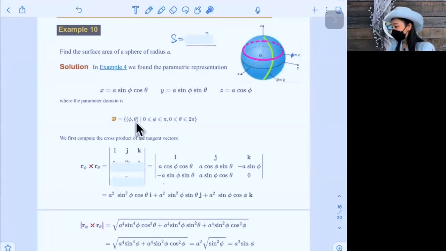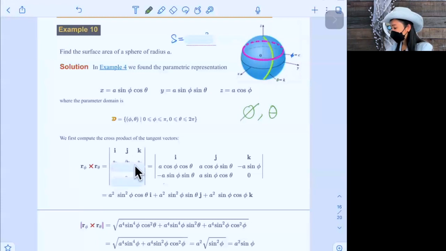Okay. The cross product of this r_phi and r_theta. Remember, the two parameters in this case are phi and theta, okay? So you're going to first take the partial derivative with respect to phi, and then here, the partial derivative with respect to theta. And then you find the cross product of them.